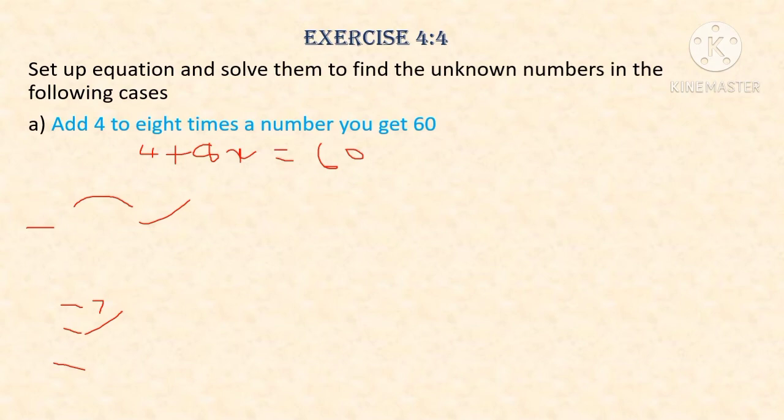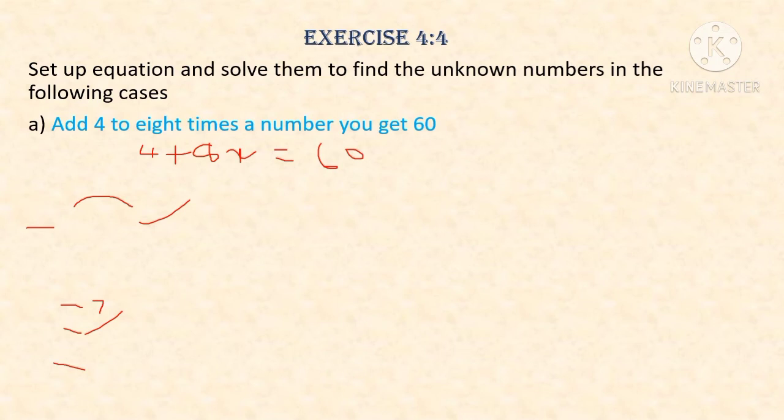Understood children? So the previous exercise what you have learned, they'll be giving the equations and you want to find the value for the unknown. So here they have given the statement. You want to write the equations, then you want to solve the equations. So here what is the first question? Add 4 to 8 times a number. You get 60. So I'll repeat. Add 4 to 8 times a number.